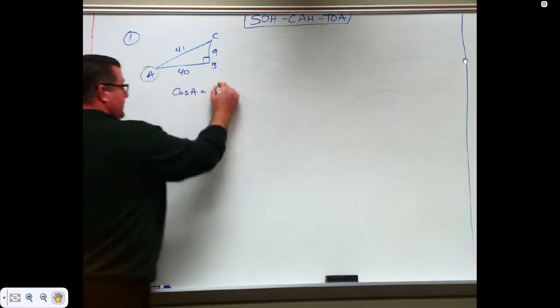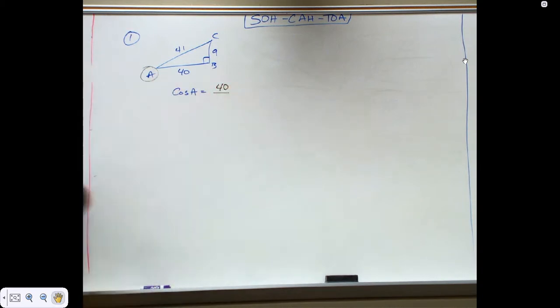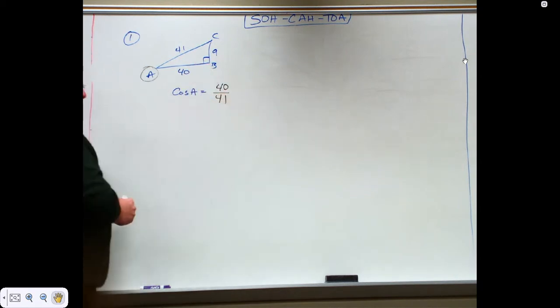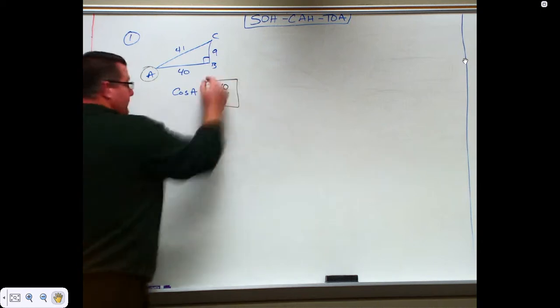40 is the adjacent leg. Then what goes on the bottom? The hypotenuse, which is? Now, is that a fraction that can be reduced? You're done.